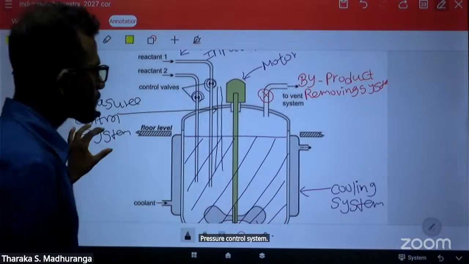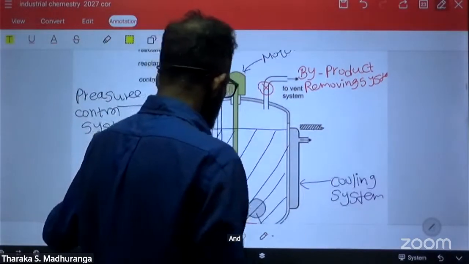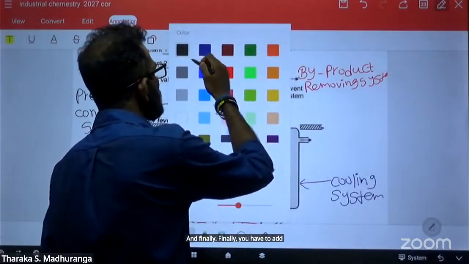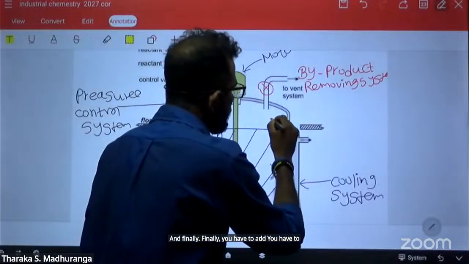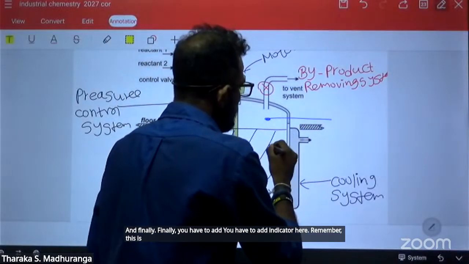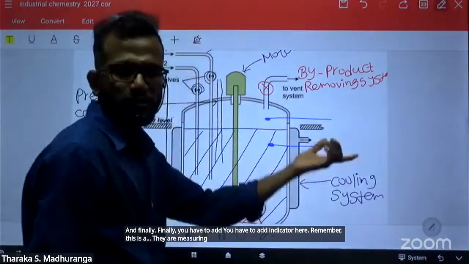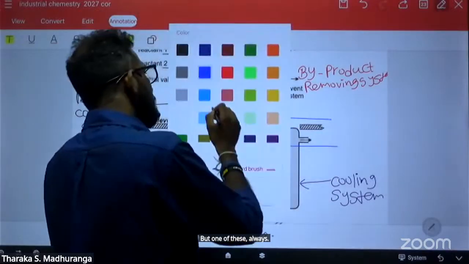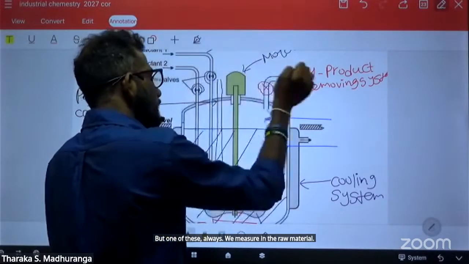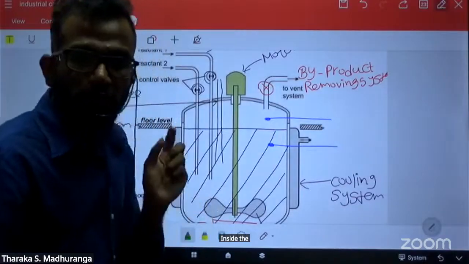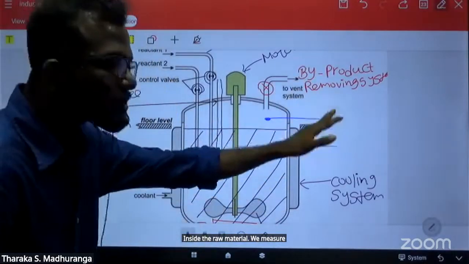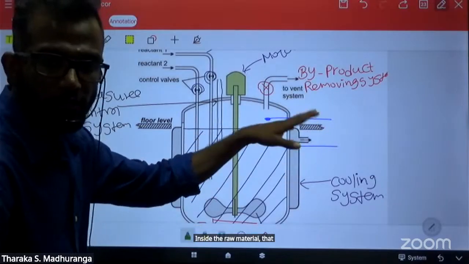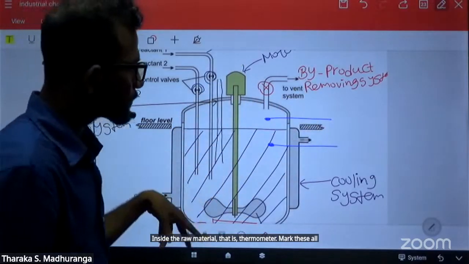Pressure control system. And finally, you have to add an indicator here. Remember, these are measuring instruments. Measuring instruments, we always measure in the raw material. Inside the raw material, we measure temperature. Remember, that is a thermometer. Mark all these features I am explaining.